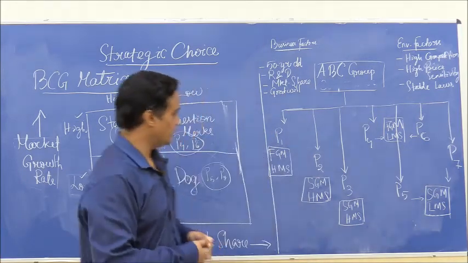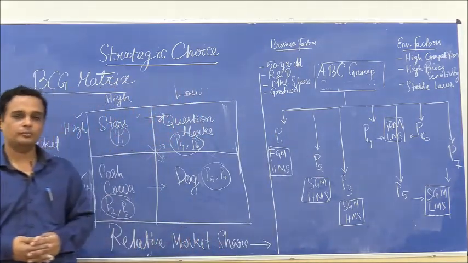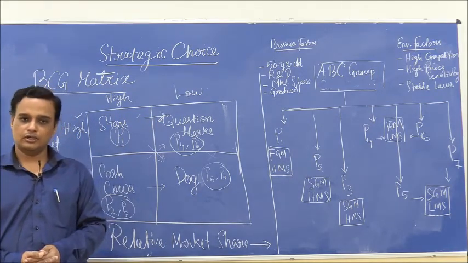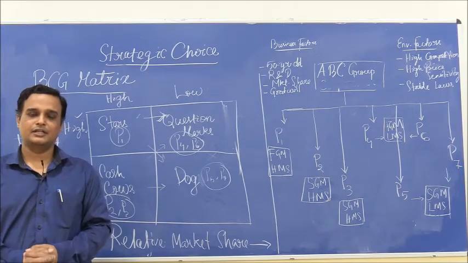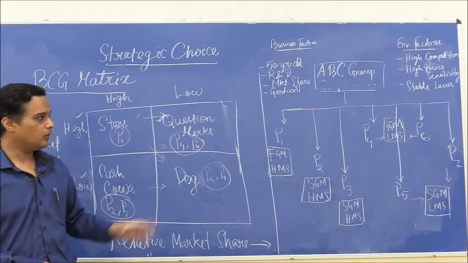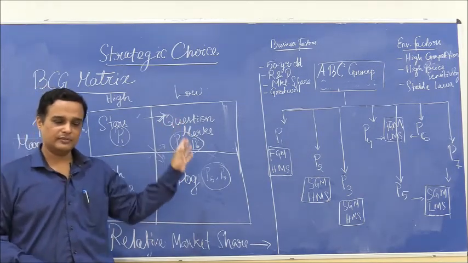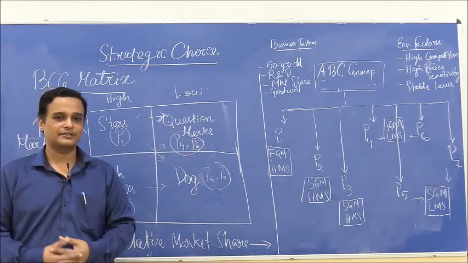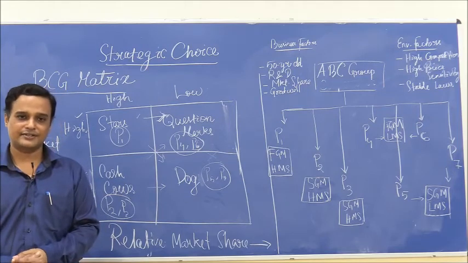So that is about the BCG matrix. I hope it is clear to you. In the next video, we will look at the GE 9-cell matrix, which borrows heavily from the same concept. So we will take the case of ABC group of companies again in the GE 9-cell matrix.